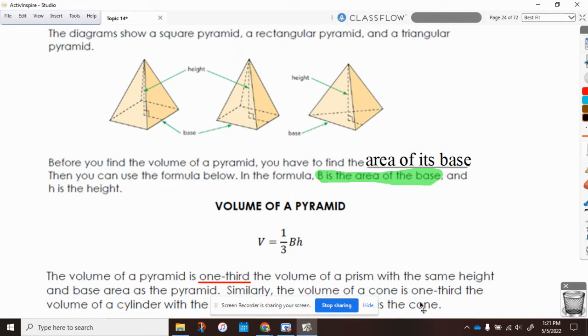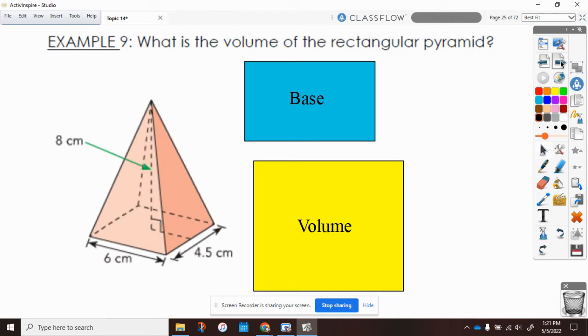All this business about the cone, that's not bad information. It's not incorrect, but we're not actually going to be dealing with that until next week. All right, so let's move on now to our examples.